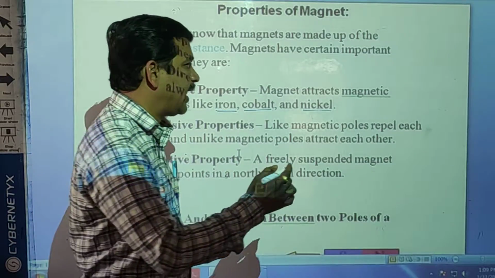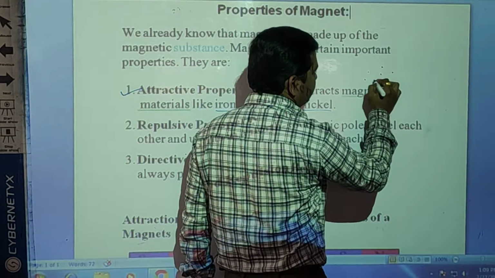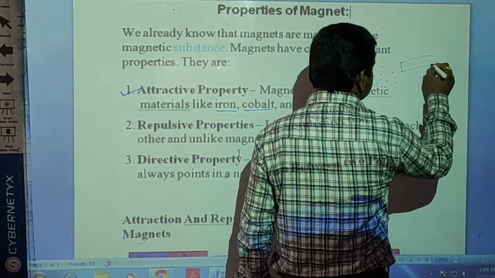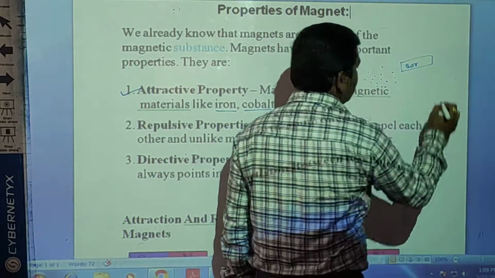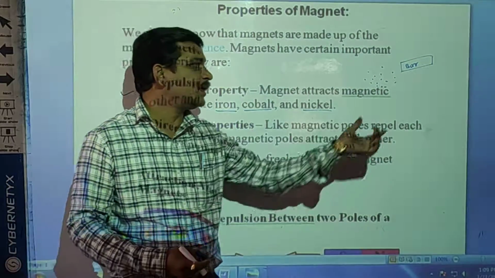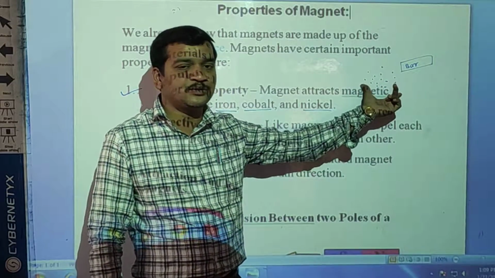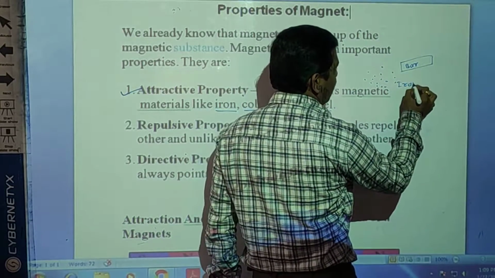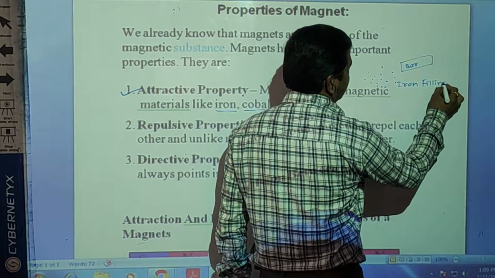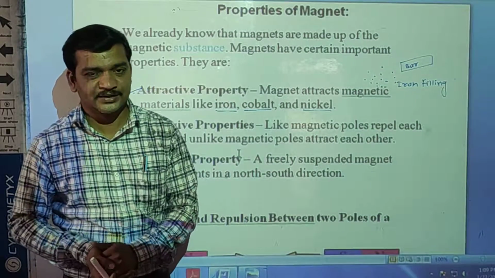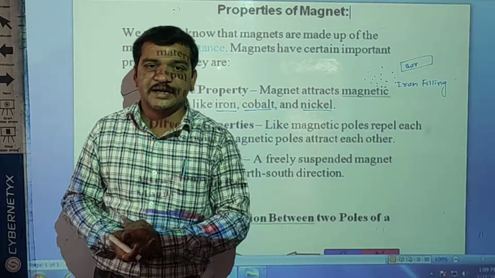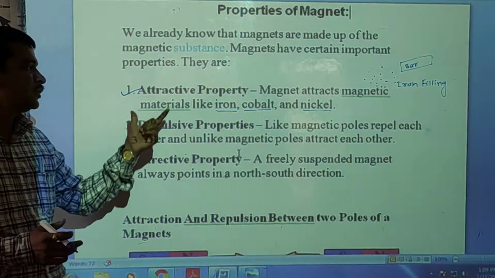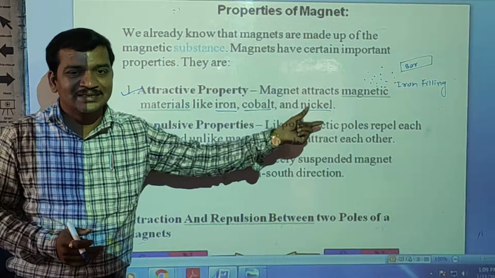If you bring the magnet, suppose there are iron particles or iron filings. If you bring any type of magnet, it may be a bar magnet or any other kind of magnet, towards the iron filings, so what will happen, students? Suddenly all these iron filings get attracted towards the magnet. So this is the property called the attractive property. So a magnet attracts magnetic materials like iron, cobalt, nickel.